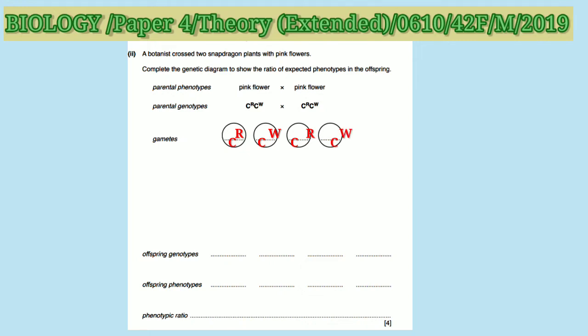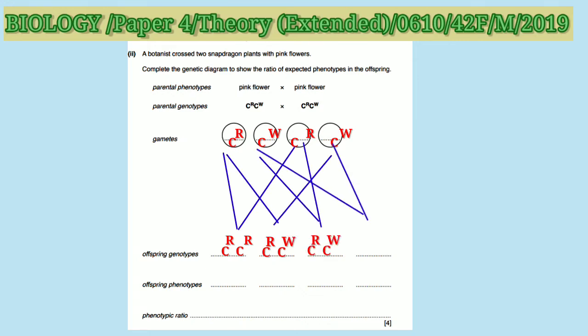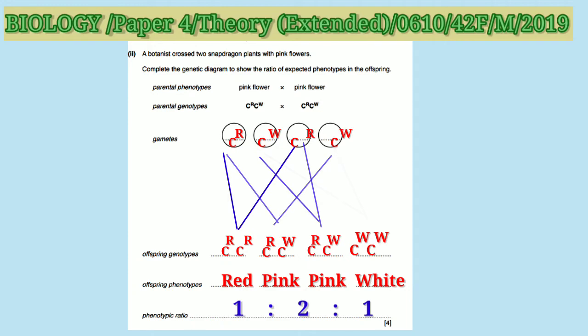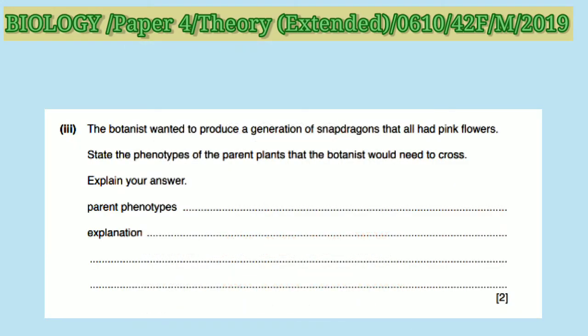Offspring will have genotypes CRCR, CRCW, CRCW and CWCW. Offspring phenotypes will be red, pink, pink and white. The phenotypic ratio will be 1:2:1.